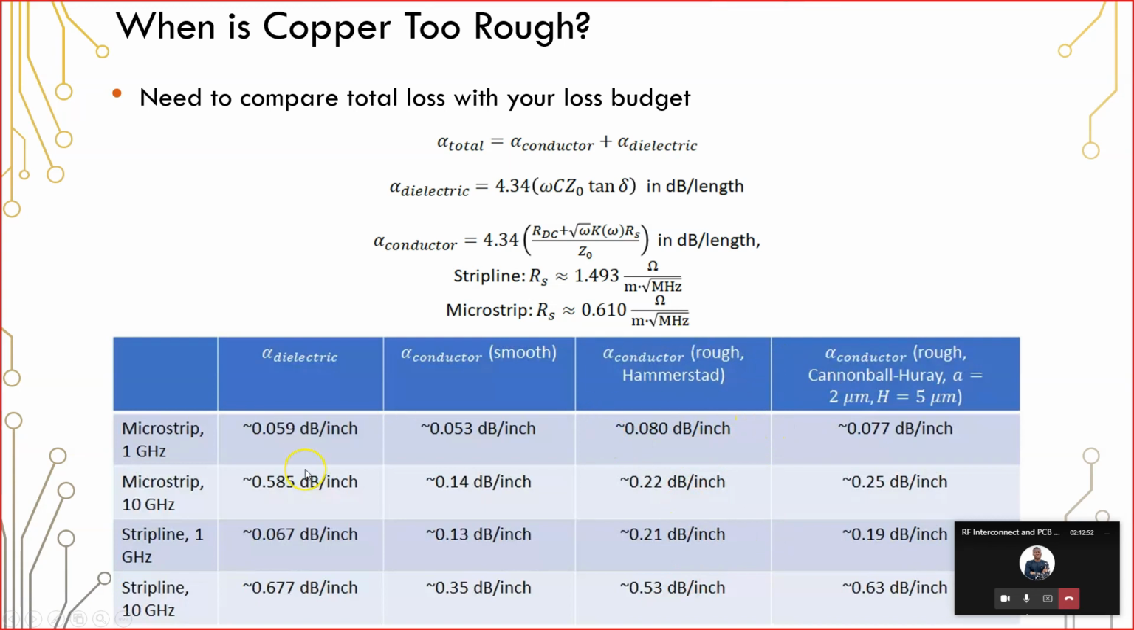Okay. Now, here with the dielectric, we see that it is actually much larger at these higher frequencies compared to the conductor loss. The reason for that is because the conductor loss is proportional to the square root of frequency, but the dielectric loss is proportional linearly to the frequency. So if I double the frequency here, I double my dielectric losses. If I were to double my frequency for the conductor loss, well, then I wouldn't get double the conductor loss. I would get about a 1.4 factor higher conductor loss.